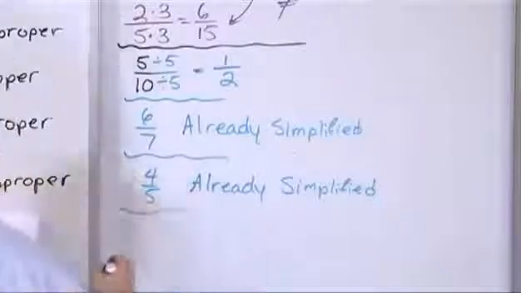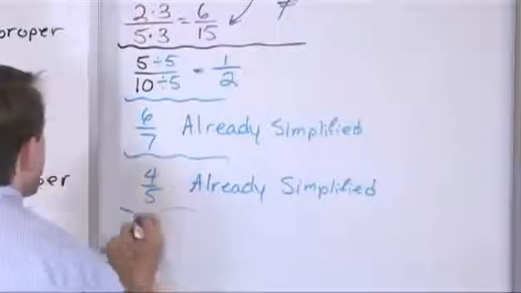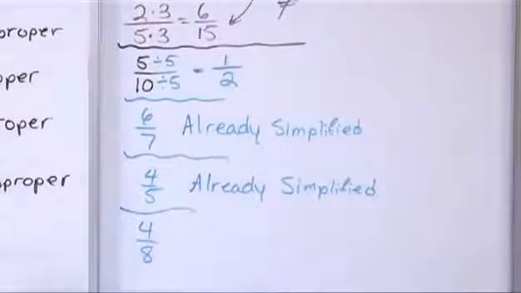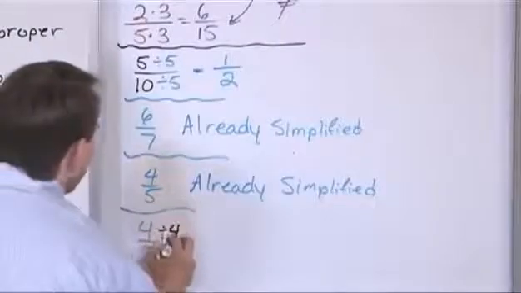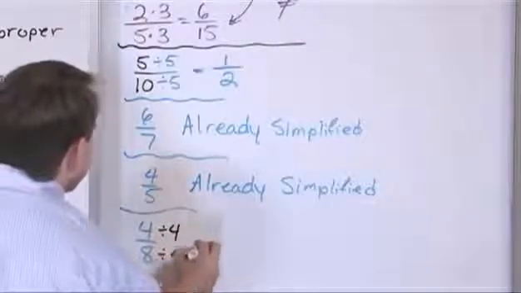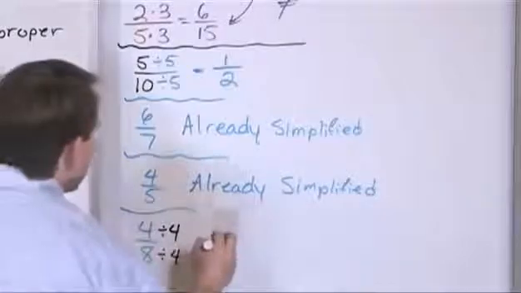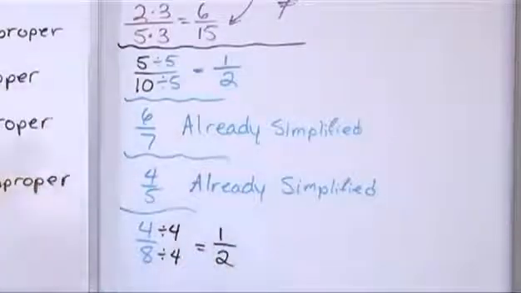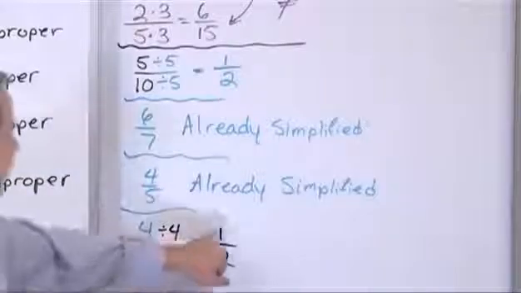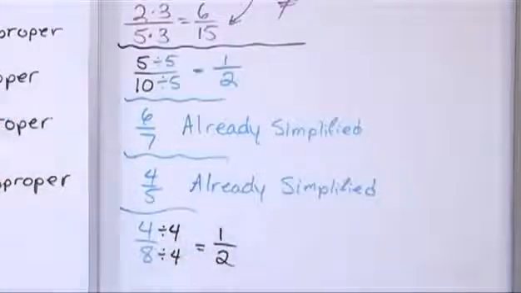Now, let's get another problem. Let's say I have 4/8. So you look at that and you say, well, can I divide the top and the bottom by the same number? And the answer is actually you can. If I divide the top by 4 and divide the bottom by 4, then 4 divided by 4 is 1, and 8 divided by 4 is 2. So it turns out that 4/8 is the same thing as 1/2, which is the same thing as 5/10.